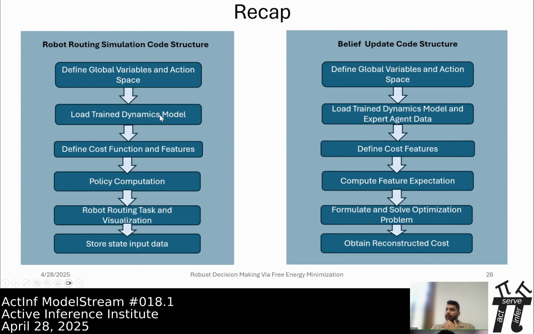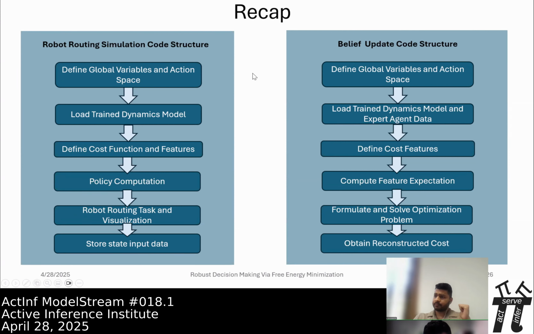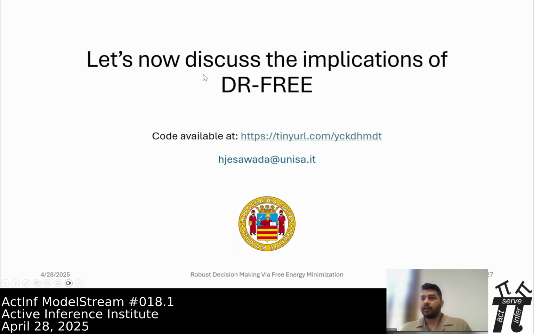As I was saying, in the belief update structure, we also need to define global variables and action space. We need to load the trained models. We define the cost features, and we compute the feature expectations, and we formulate and solve the minimization of the log likelihood function, and we obtain the reconstructed cost. If you have any questions now, I'm happy to take them.